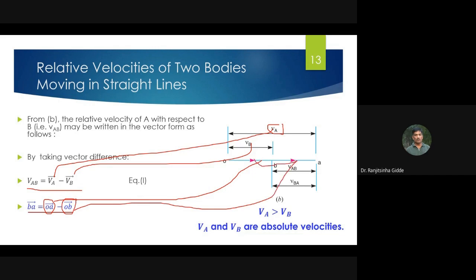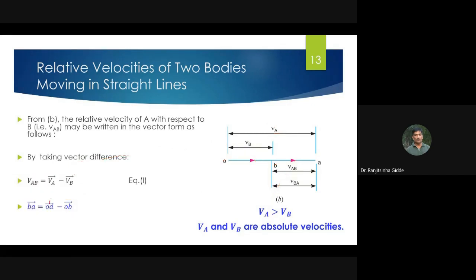Sorry. So we will show here this on this side, and this is only for this. Okay, and this is OA. So vector BA is equal to vector OA minus vector OB.